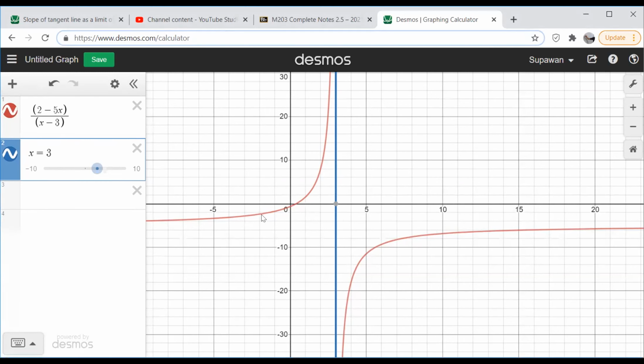On the left side, as x approaches 3 from the negative side, the graph approaches positive infinity. And as x approaches 3 from the positive side, the graph approaches negative infinity. So we could do it by hand. This way, it's called find the limit analytically and then check with the graph to compare the result. Okay, and I'm gonna get back to the problem.